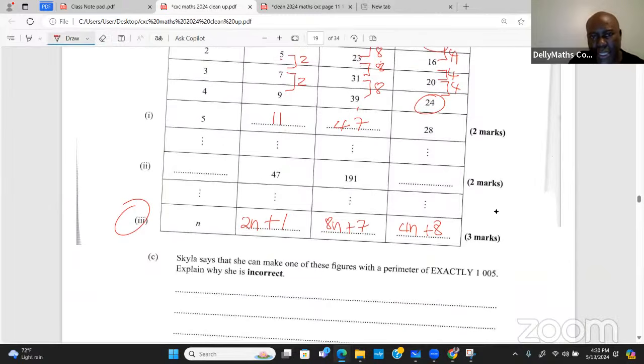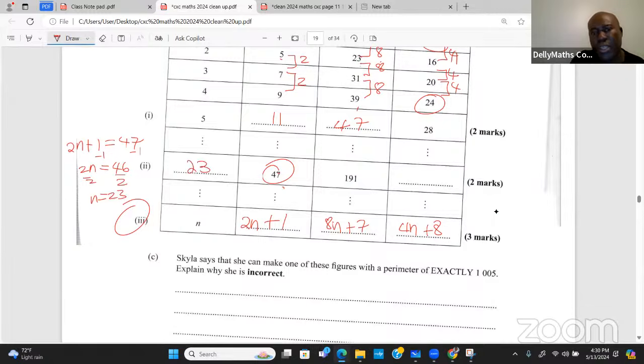Now for the rest, I'm going to use my table to just get them out. So, right, if this is 47, I could use 2n plus 1 to help me here. So think about it. 2n plus 1 gives 47 because this is in the column with 47. So you can solve for n. So 2n is equal to 46, divided by 2, n is equal to 23.